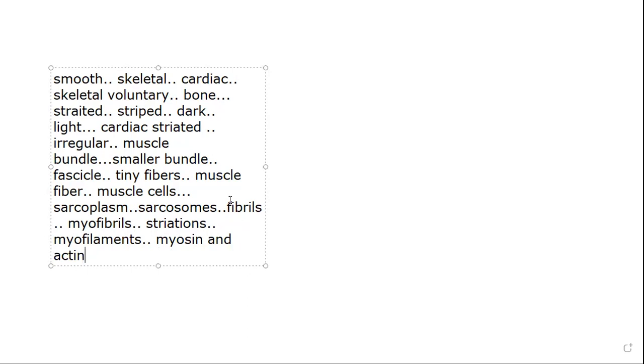Now, what do we have? We have the muscle bundle. Inner to the muscle bundle, we have the fascicles, that is a smaller bundle. Inner to the fascicle, we have tiny fibers, which are the muscle fibers. Inner to the muscle fiber, we have the myofibrils. Inner to the myofibrils, we have the myofilament. This is the organization of the skeletal muscle, starting from the muscle bundle up to the myosin and actin, right?